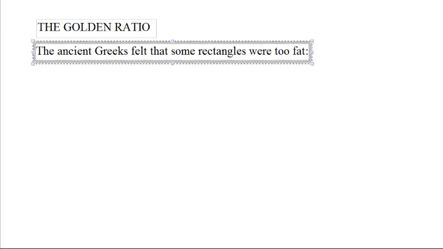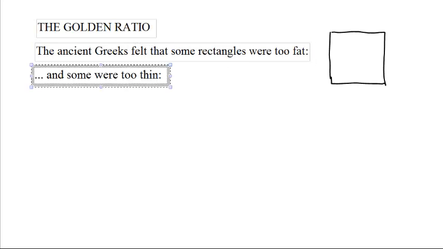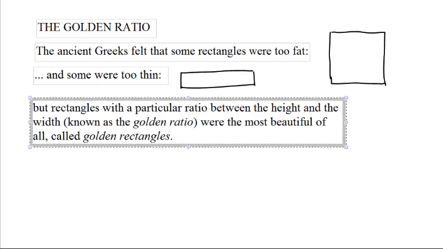The golden ratio. The ancient Greeks felt that some rectangles were too fat. Wah! It's practically a square. And some were too thin. What could you possibly do with a rectangle like that? But rectangles with a particular ratio between the height and the width, known as the golden ratio, were the most beautiful of all, called golden rectangles.